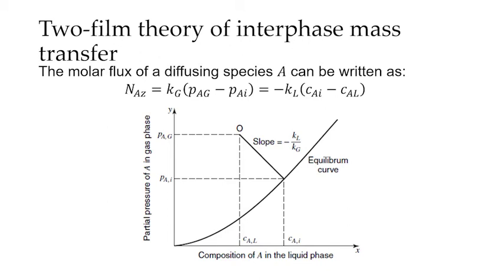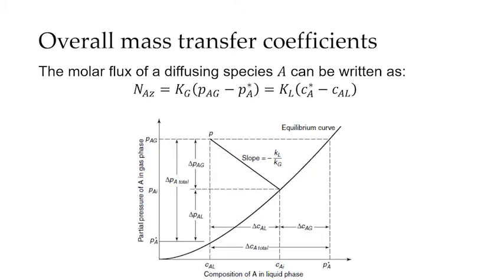Now, to reconcile that, we have here another set of flux equations in which we are now using overall mass transfer coefficients. If you take a look at the mass transfer coefficients, this time they are in capital letters. Capital letters signify that these are overall mass transfer coefficients. Our flux equation now becomes capital Kg, the overall mass transfer coefficient for the gas side, multiplied by the driving force PAG minus PA asterisk.